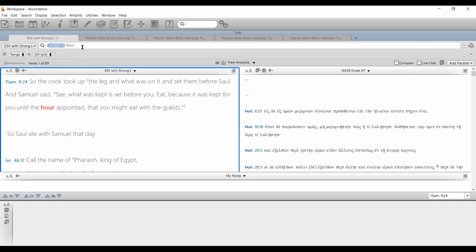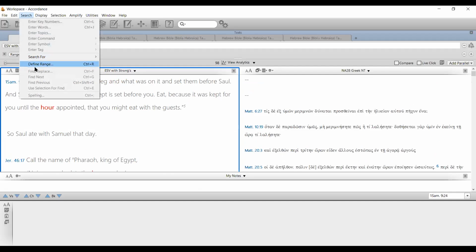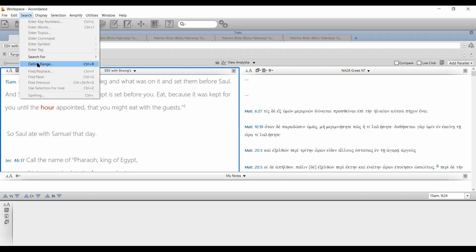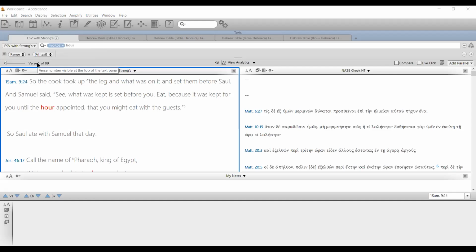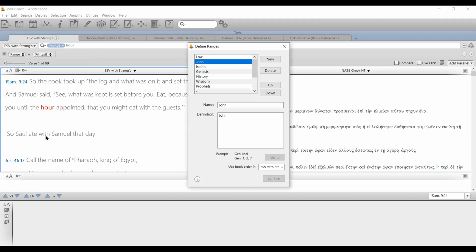Okay, thank you. For example, if I just look in all the text, it is everywhere. Search, define range. Oh, it disappears. I don't know why. Maybe because the range is already there. I want to define it. Now you have to click range. Yeah, click range there by the screen. Okay, define. It is here, and now I can just choose, or I can define a new range.